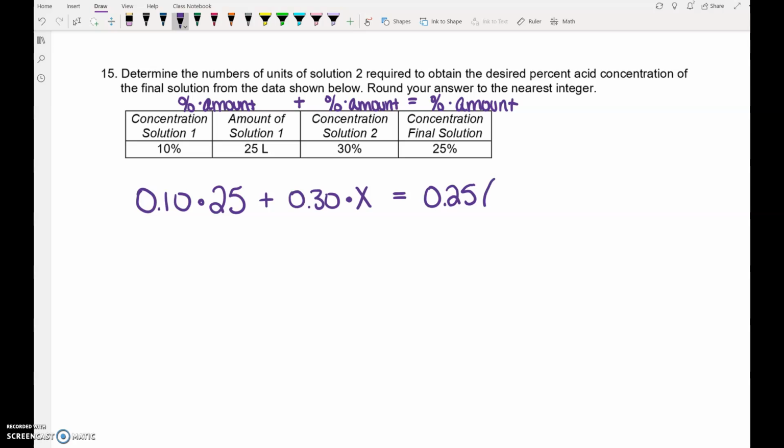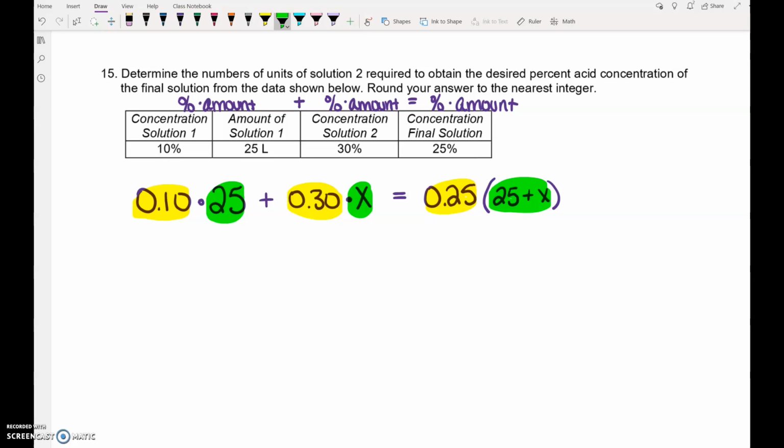25% of 25 liters plus X liters. So I'm going to color code this a little bit. 10% of our amount plus 30% of the amount that we're adding equals 25% of the total amount. So see how we added the 25 and the X? That's what's in the parentheses over here. And then it's just an equation that you have to solve.